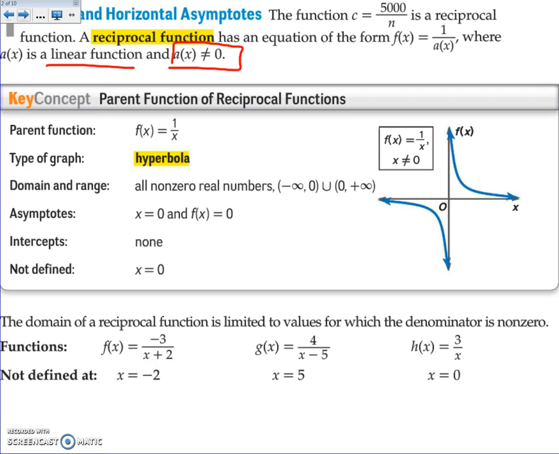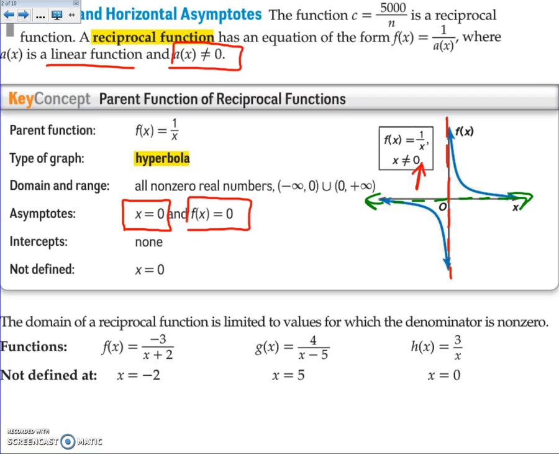So here's the parent function, 1 over x. That graph is what we call a hyperbola. There's domain and range. There are asymptotes. Notice x equals 0 is an asymptote. We cannot have x of 0 right here. The reason it cannot be 0 is because that would make this denominator 0. That's our restriction. It also has a horizontal asymptote, f of x, or y equals 0. So notice we can't cross this line either. So there's two asymptotes, one vertical, one horizontal.